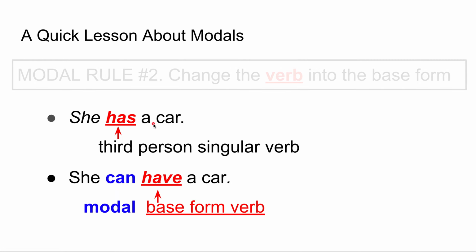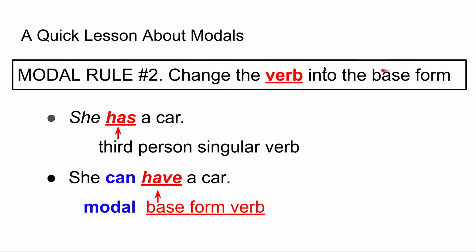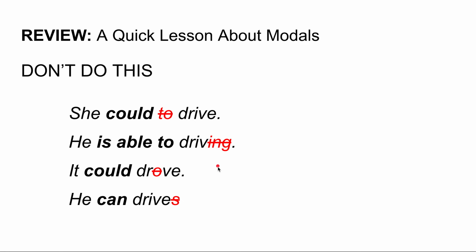Modal rule number two: change the verb into the base form. The original sentence, she has a car. This is called a third person singular. When we add a modal, such as can, the third person singular changes into the base form, have. So she can have a car.